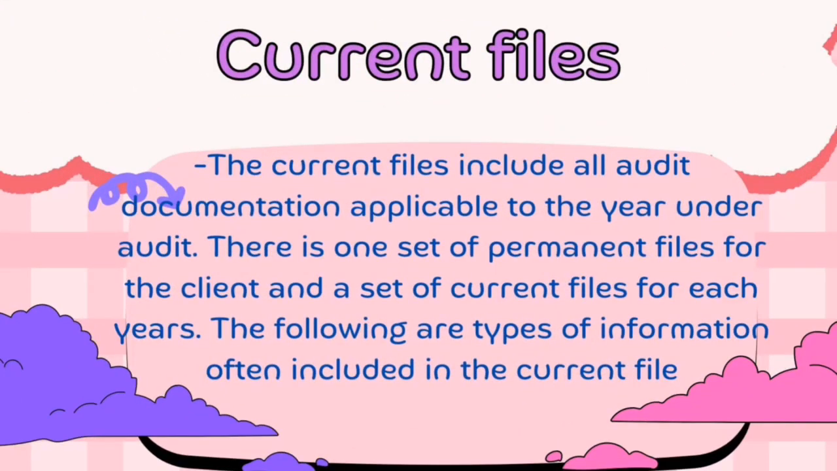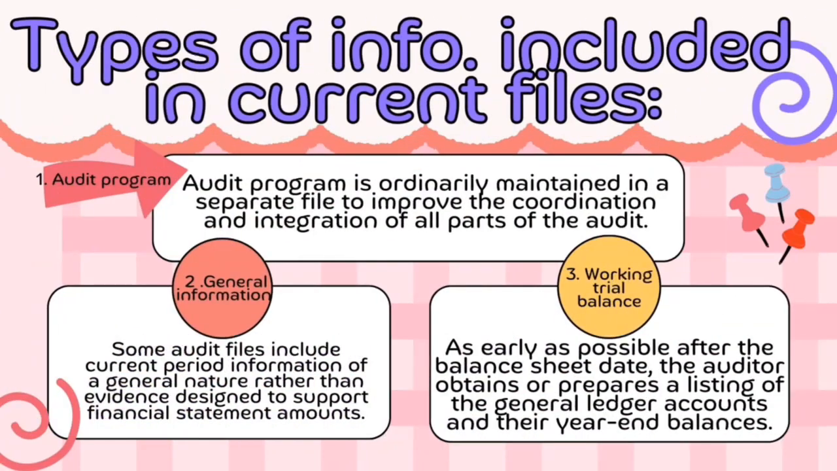Now we will talk about current files. The current files include all audit documentation applicable to the year under audit. There is one set of permanent files for the client and a set of current files for each year. The following are types of information often included in the current file. Types of info included in current files.